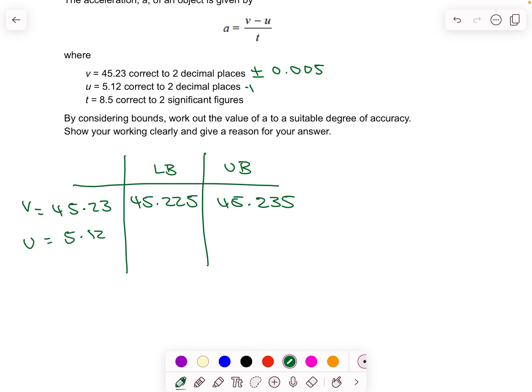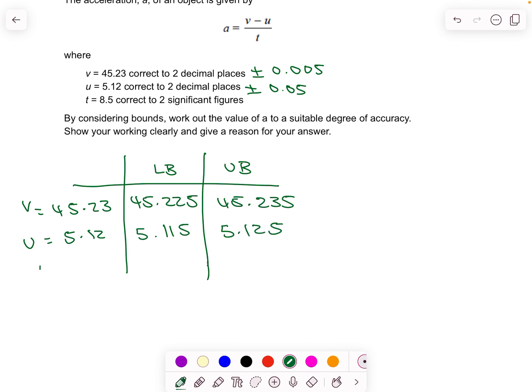U next, 5.12 to 2 decimal places. So we're going to add or subtract 0.05 to get the upper or lower bound. So the lower bound is 5.115 and the upper bound is 5.125.